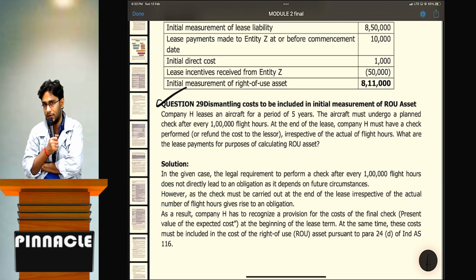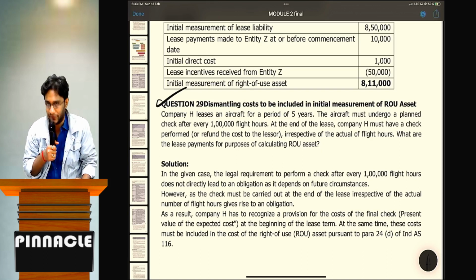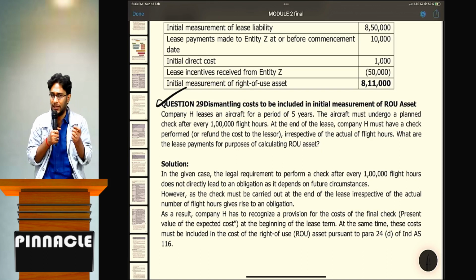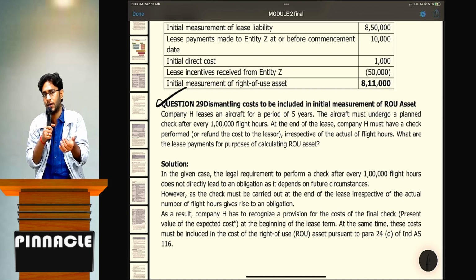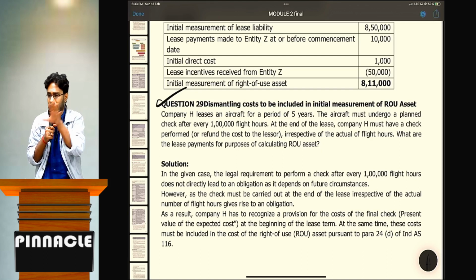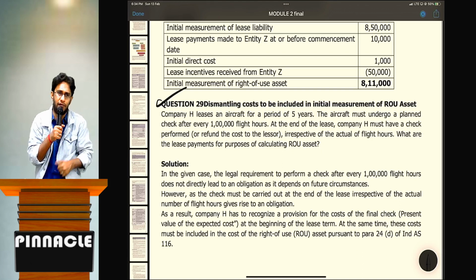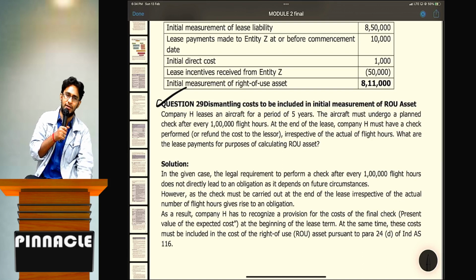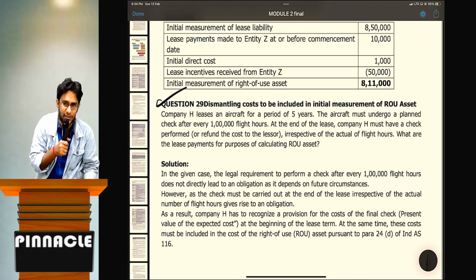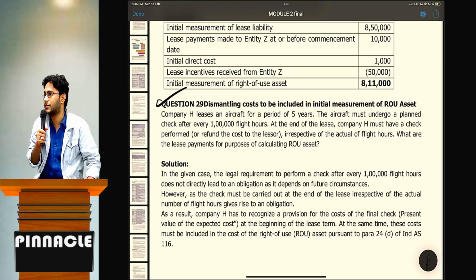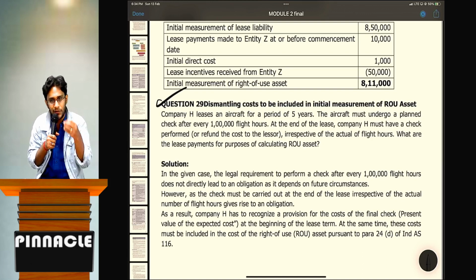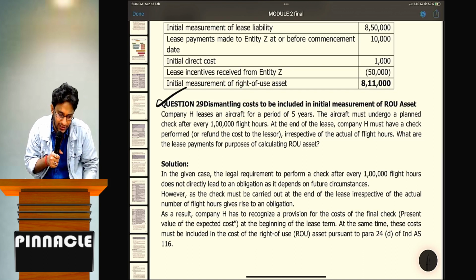What he's trying to tell is, I take the asset on lease for a period of 5 years. At the end of 5 years, when the asset is going back to the lessor, I have to do a check, in the sense a restructuring kind of expenditure, sir. You remember the Ind AS 16 law we discussed, major overhaul expenditure, that one. Either I incur it or I pay money so that the lessor will incur it on his own. What are the lease payments for the purpose of calculating ROU asset?